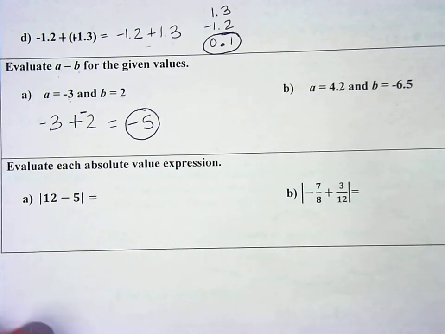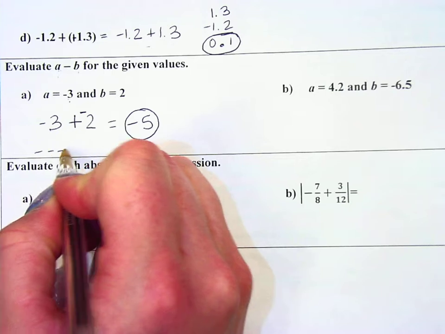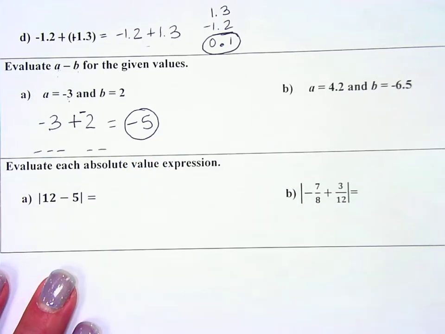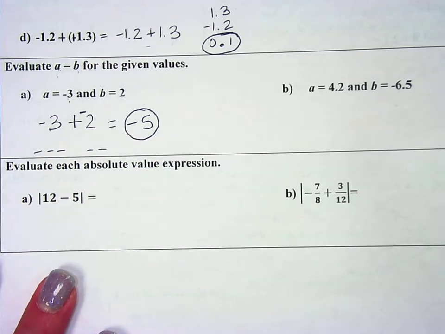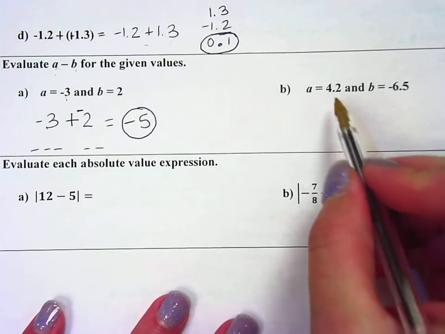Okay. You can also think of it like 3 negatives and then plus 2 more negatives if you're a person like integer chips. Okay, let's try another one.